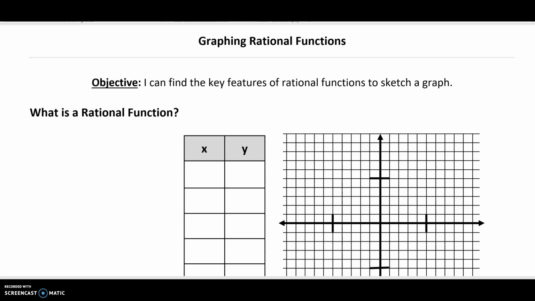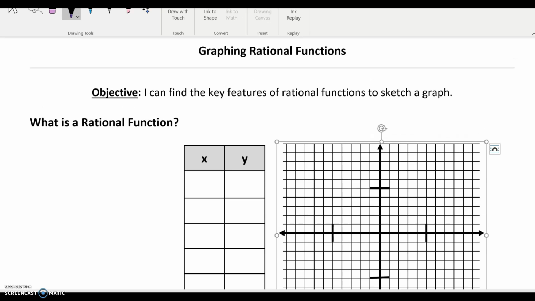Hi everyone! In this video, we are going to introduce how to graph rational functions. But first, it might be helpful to know what a rational function is, and then hopefully connect it to other functions we have graphed. But first, what is a rational function? A rational function is a function that is a fraction.